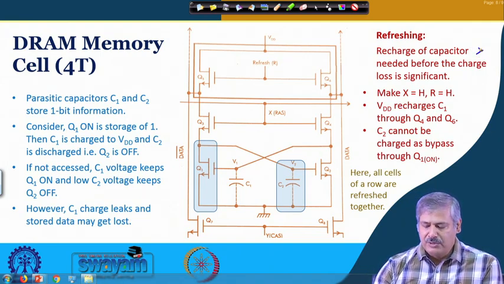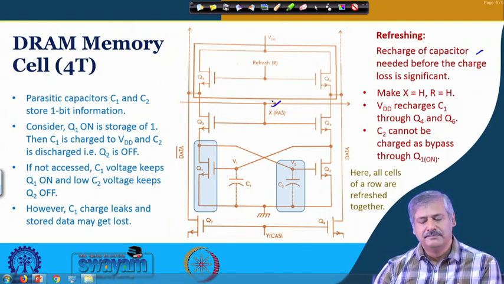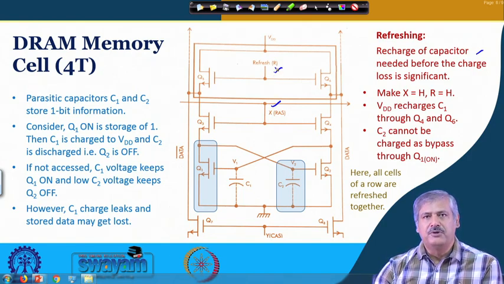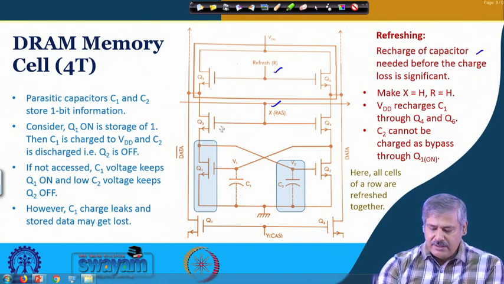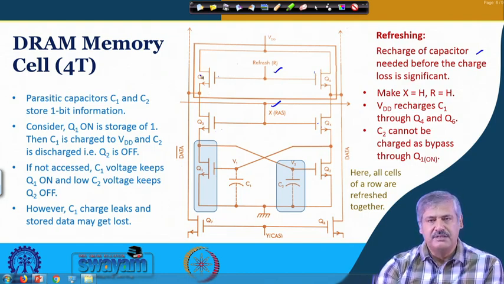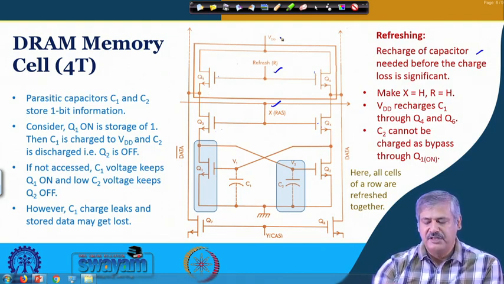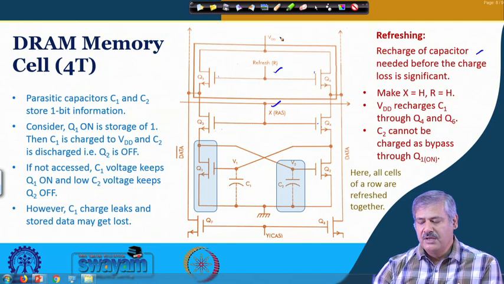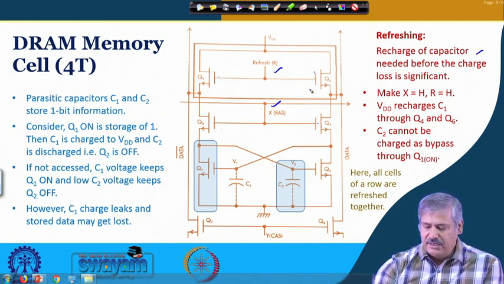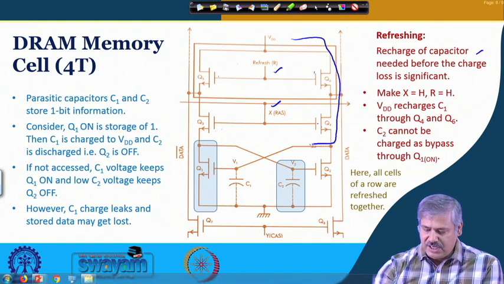And for which, what do we consider here? This X we make high, and this refresh R input we make high. So, at that time, what is happening? This is high, this is high, this is high. So, this is on, this is on, this is on, this is on. These transistors are providing a path to this VDD. So, what will happen? This VDD will get the path over here to charge C1.